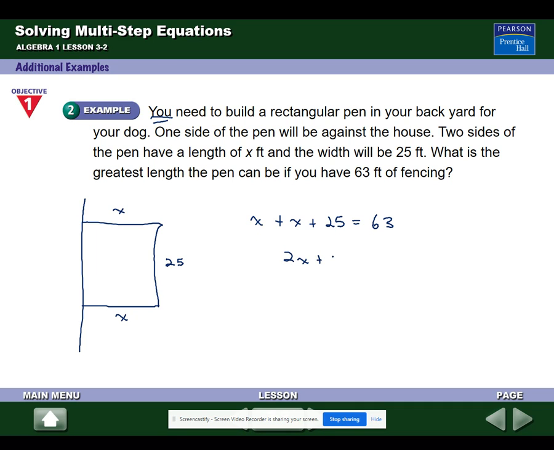This would be 2x plus 25 equals 63. Quickly subtracting 25 from both sides, you'd have 38. And dividing by 2, x would be equal to 19.